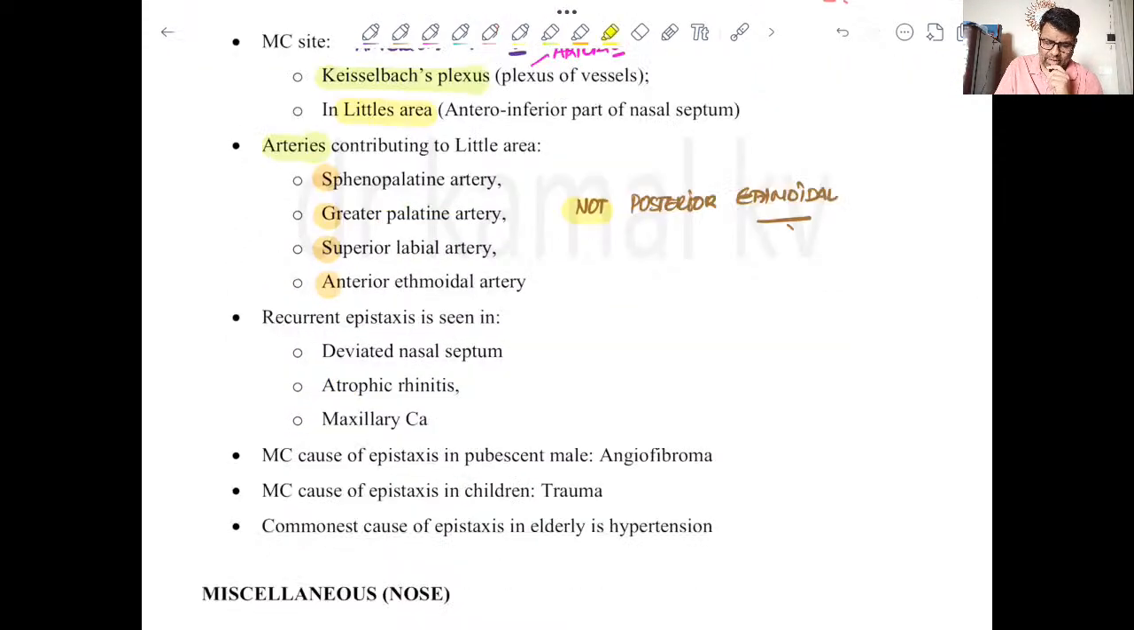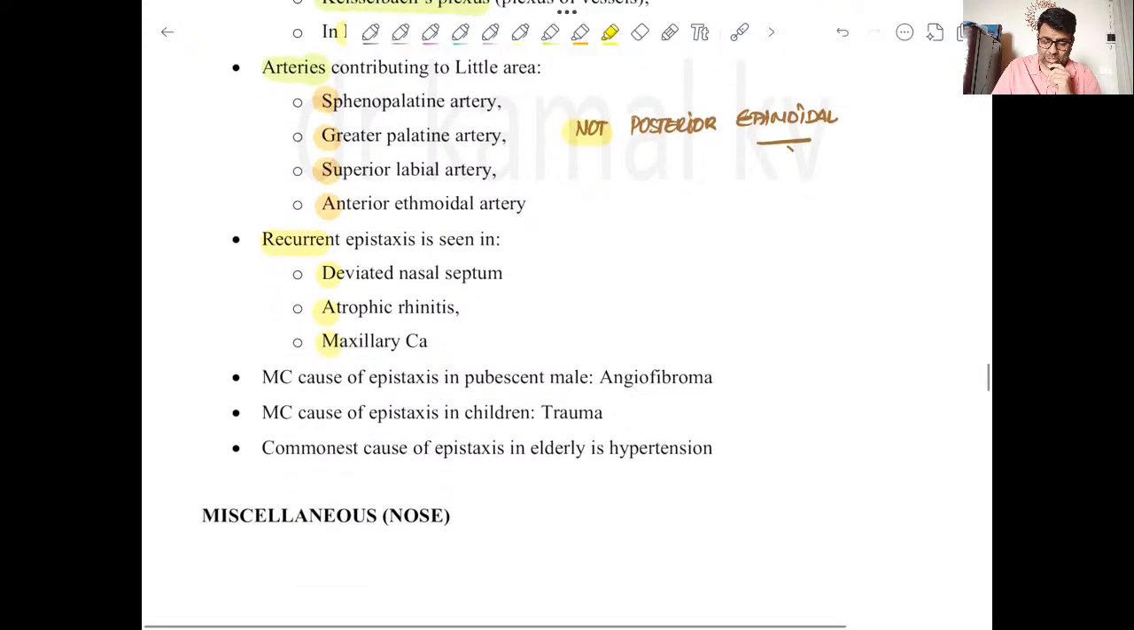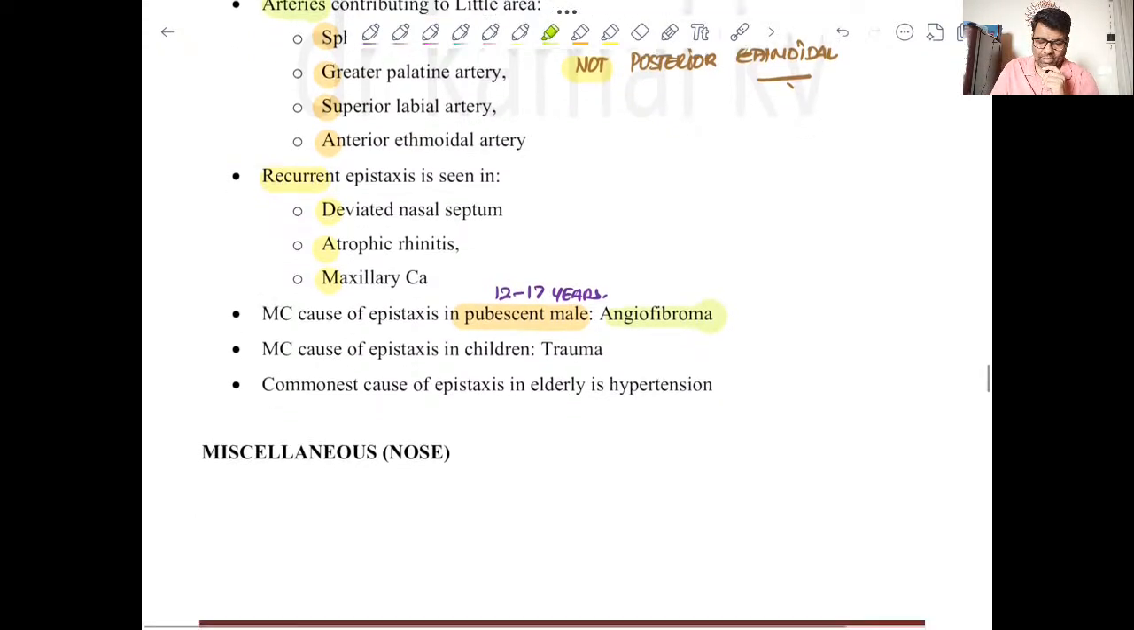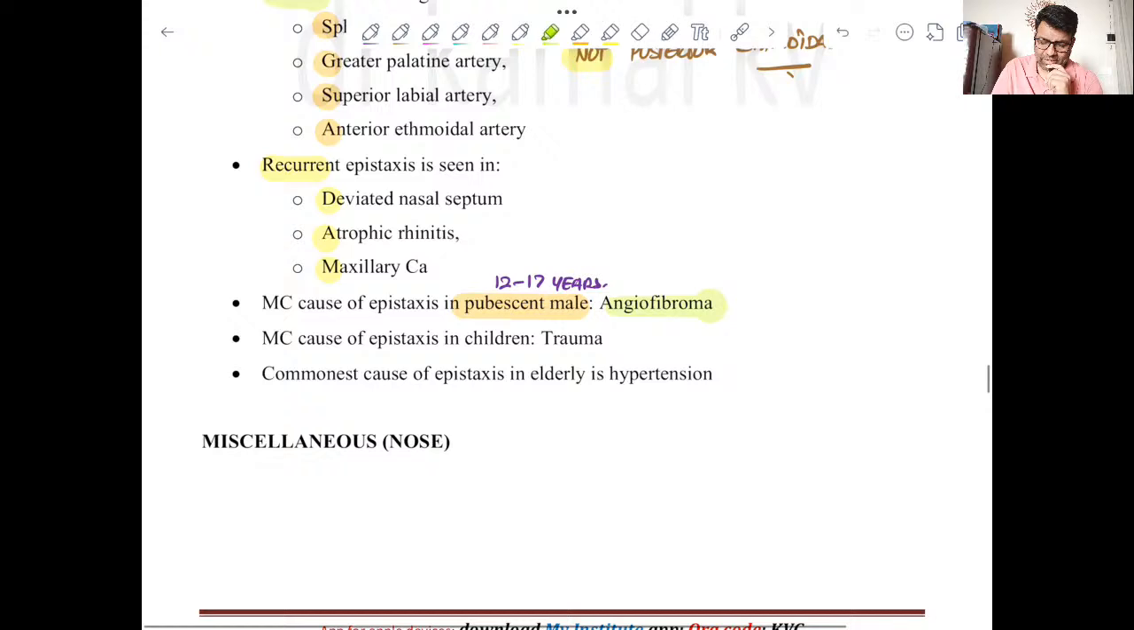Then again and again epistaxis can be seen in DNS, atrophic rhinitis, or maxillary carcinoma especially, and in a pubescent male somewhere in the age group of say 12 to 17 years, if you see a case with recurrent epistaxis, it can be angiofibroma. Then in children, usually it is because of trauma, but in elderly, it is because of uncontrolled hypertension.